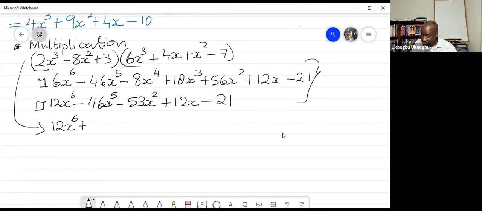So we have 2x to the third power multiplied by 4x to the first power. That should give us 8x to the fourth power.